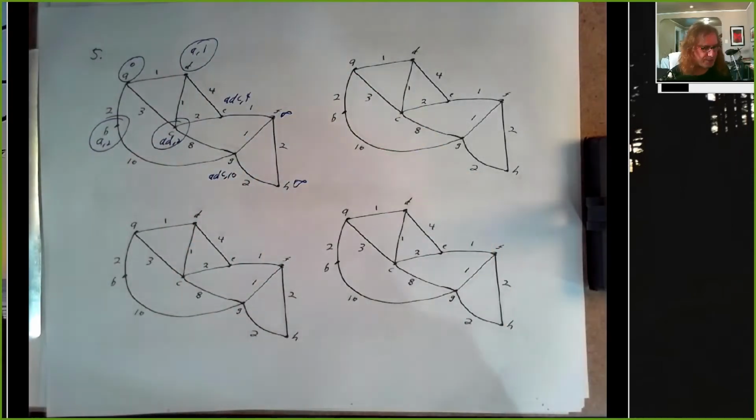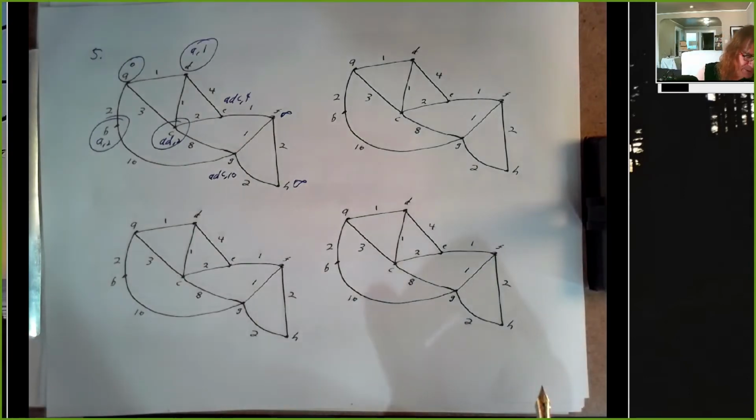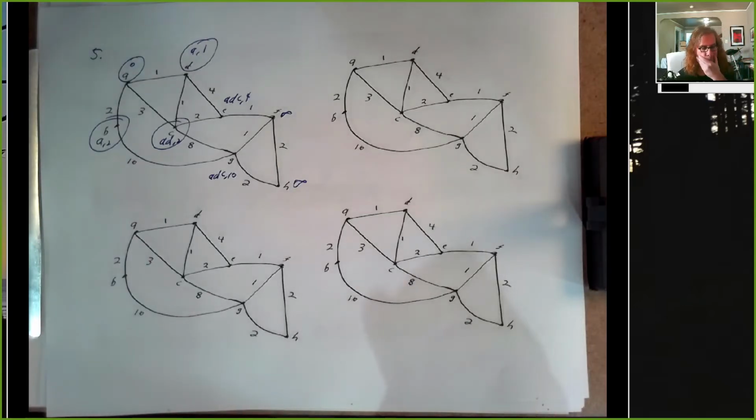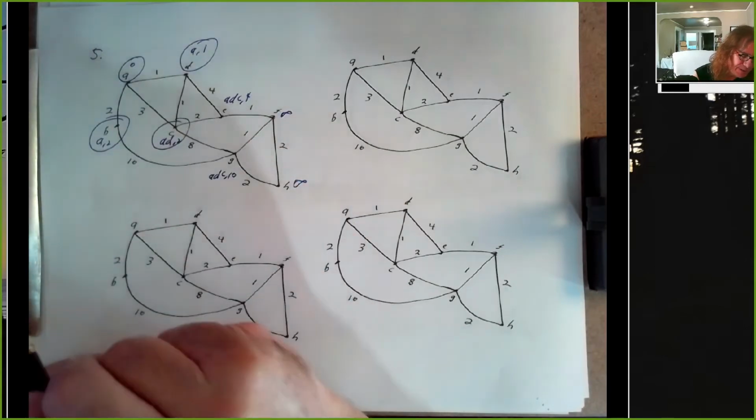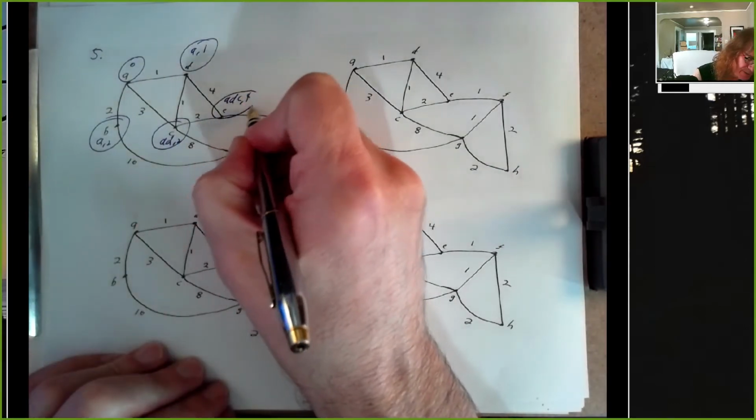Alright, so this is where we are. So what's the closest vertex now? Yeah, so that's an E. That's this one right here, because that's a distance 2 from this. And so let's visit that.